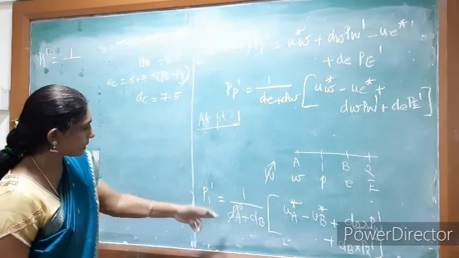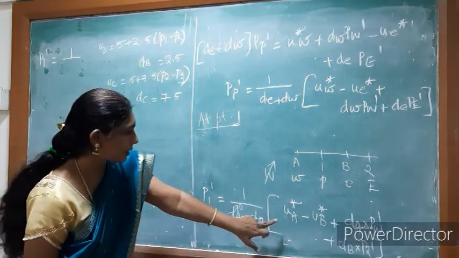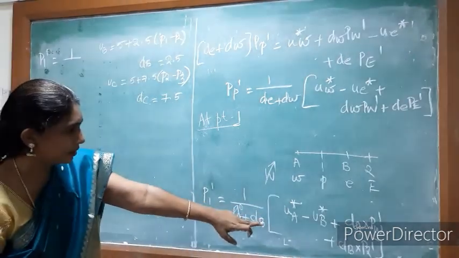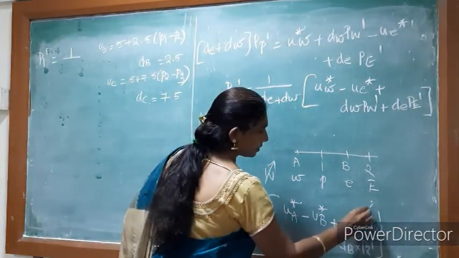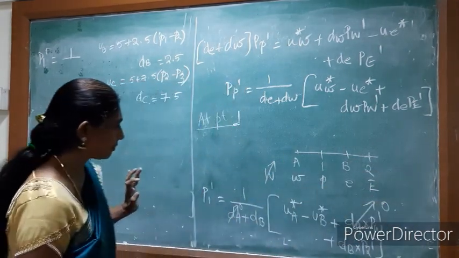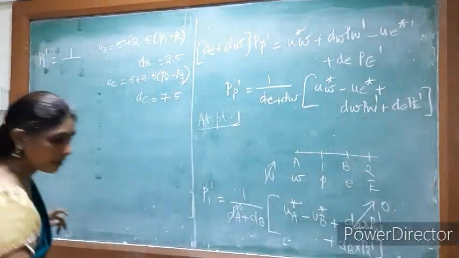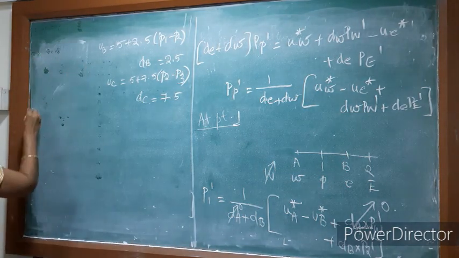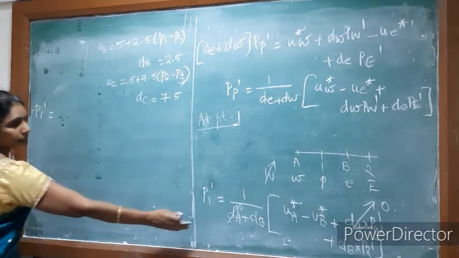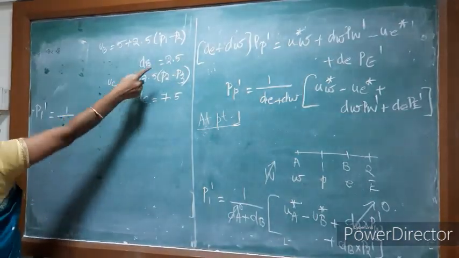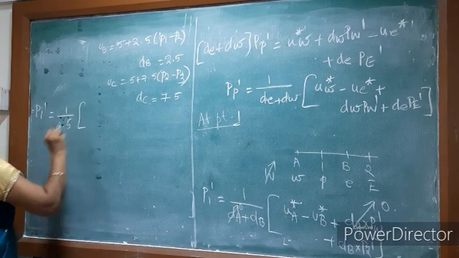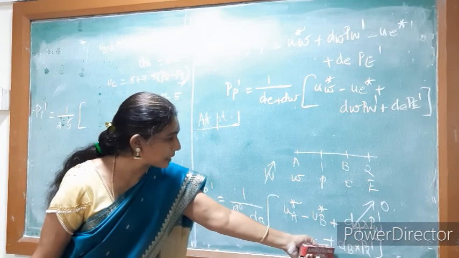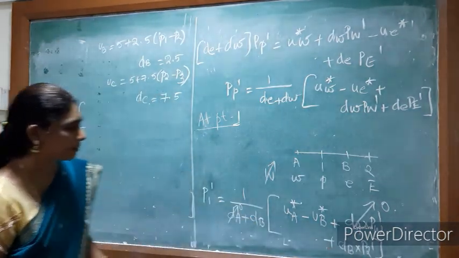What else we need in this question? We need dB, then UA, UB, PW, and of course this term is again not there. So this is going to 0, right? Now I'll substitute the values here. Whatever available data I'm having, I'm going to write it here. So P1 dash, this equation I'm writing, 1 by dB. So my dB is 2.5. What is UA star minus UB star plus dB into P2 dash?